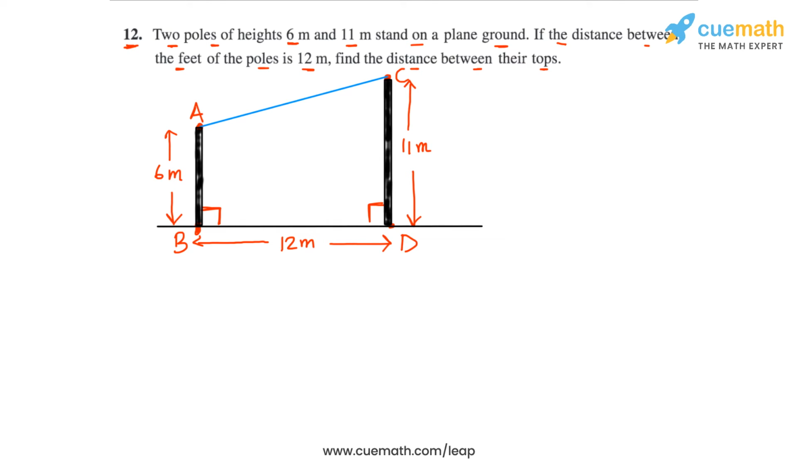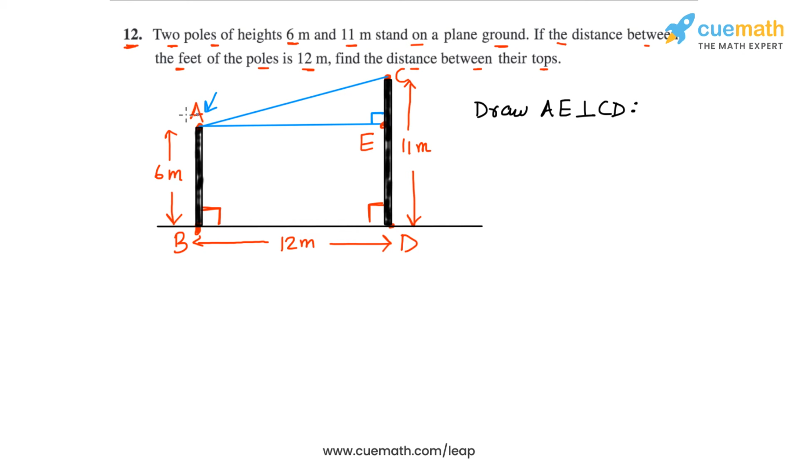So here's what we are going to do. From the point A, let's drop a perpendicular to CD, to the second pole, like this. And you'll soon understand why we are doing this. So basically, let's drop a perpendicular from point A to the second pole CD, and the foot of this perpendicular, let's call this point E. So what we have done is draw AE perpendicular to CD.